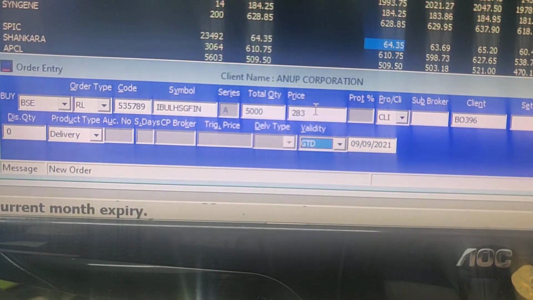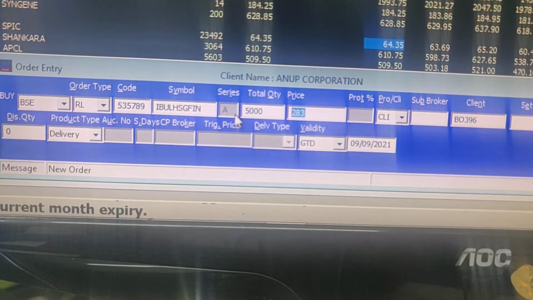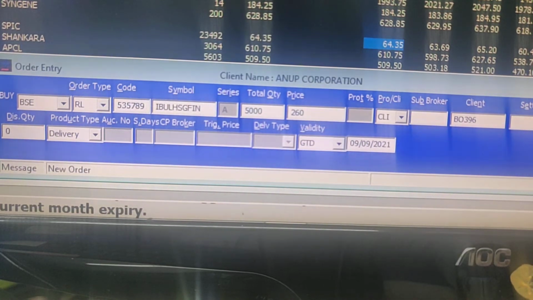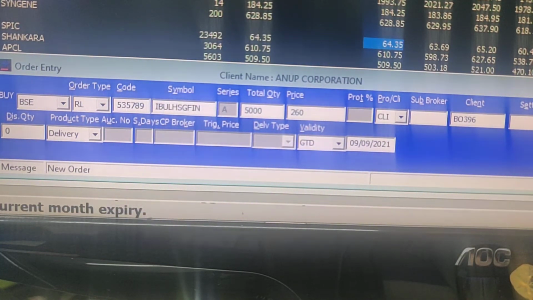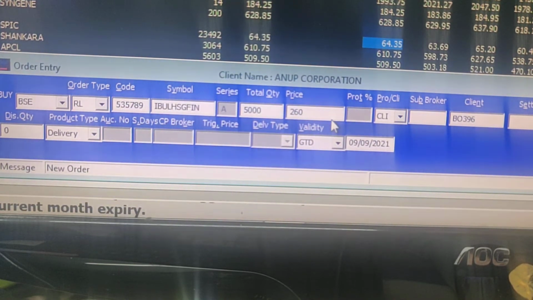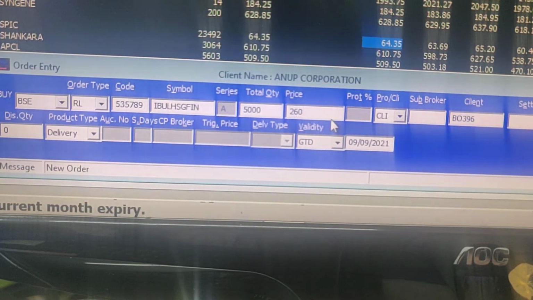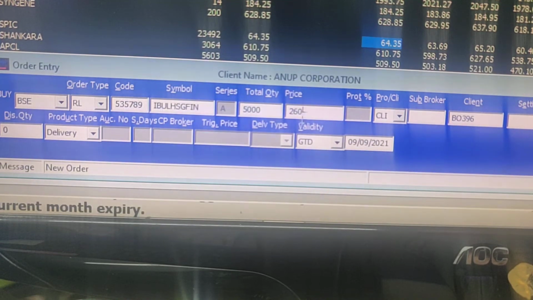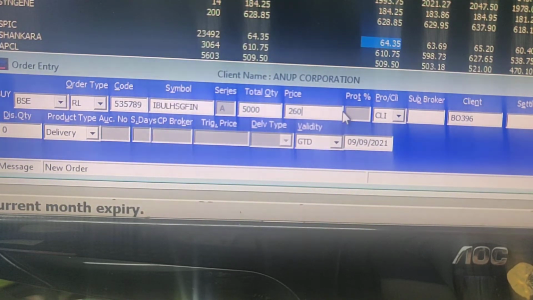Suppose you want to buy Indiabulls Housing Finance at the rate of say 260, then you can put the order. But what you have to remember while putting the good till day order is that this price should be within the daily upper circuit or lower circuit limit of that particular scrip. Only then this order will go in the system, otherwise it will be rejected.